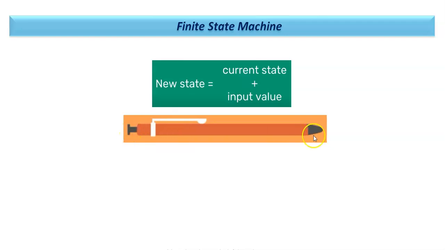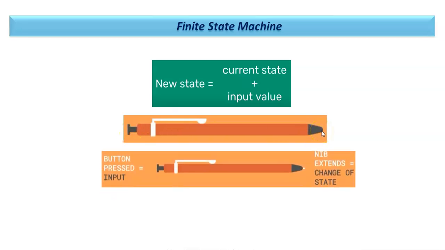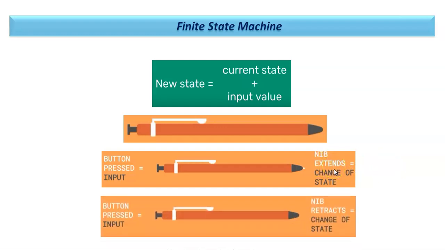Whenever I am pressing this, the tip will be coming out, or again whenever I am pressing it, the tip will be going inside. So over here you are able to see this button which is pressed, which is acting as an input, and this is what is my next state and the output, we can say. So what is my state? One state is the nib is out, and another state is the nib is inside. So nib extended could be one state, and nib retracted is another state.